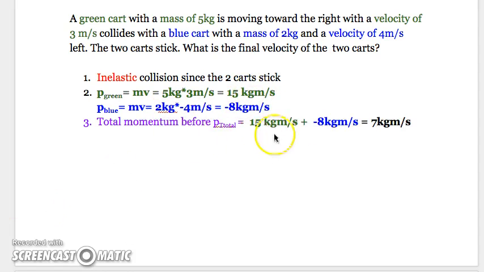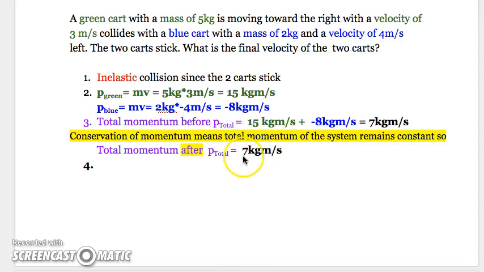The total is that 15 kilogram meters per second plus negative 8 kilogram meters per second, or 7 kilogram meters per second. That 7 tells us that the total momentum is in the right direction overall. Afterwards, conservation of momentum says the momentum before is the momentum afterwards, so 7 kilogram meters per second afterwards. Now, let's see how that's divided up.